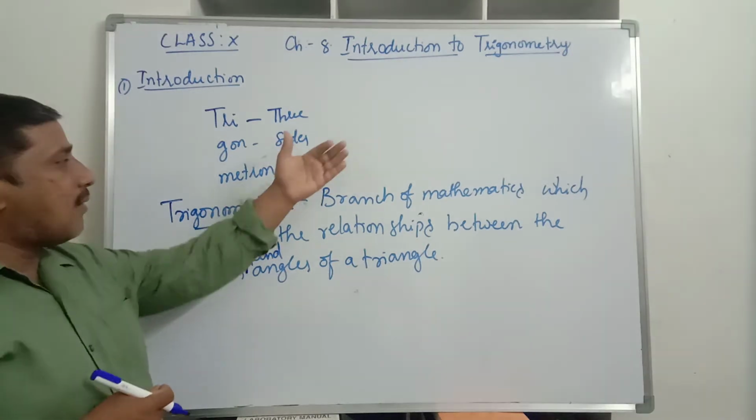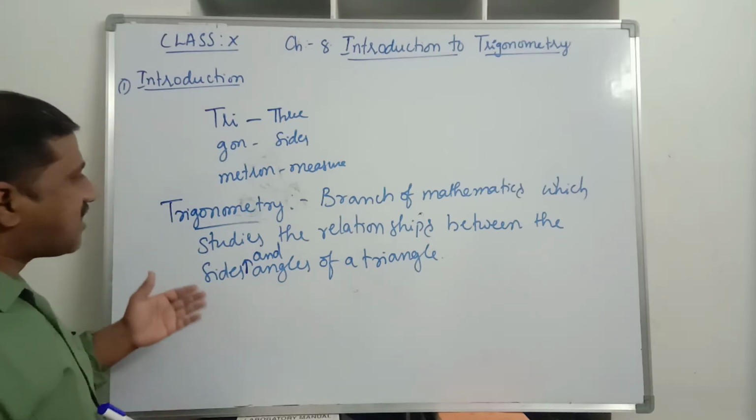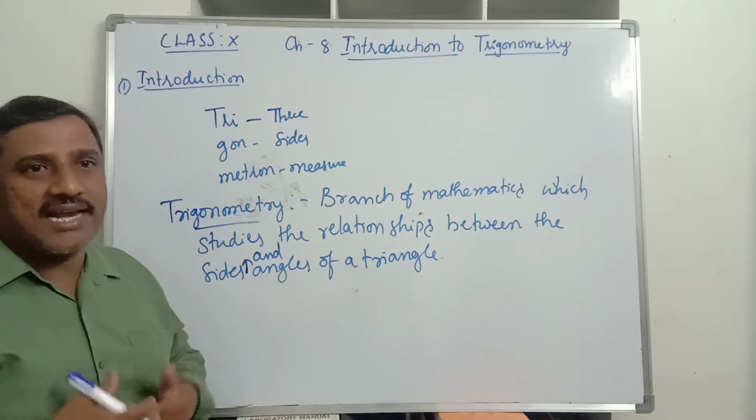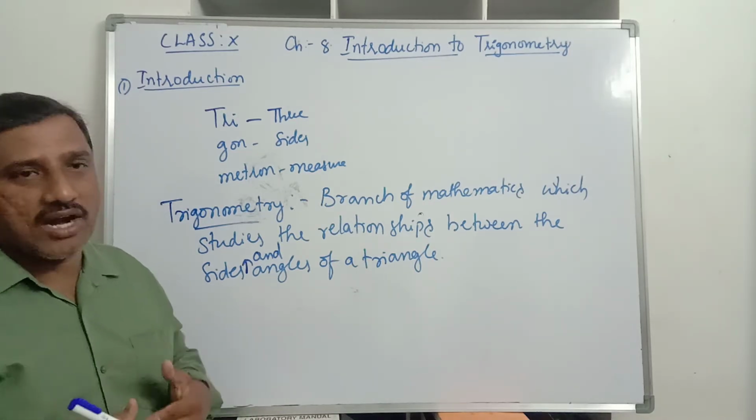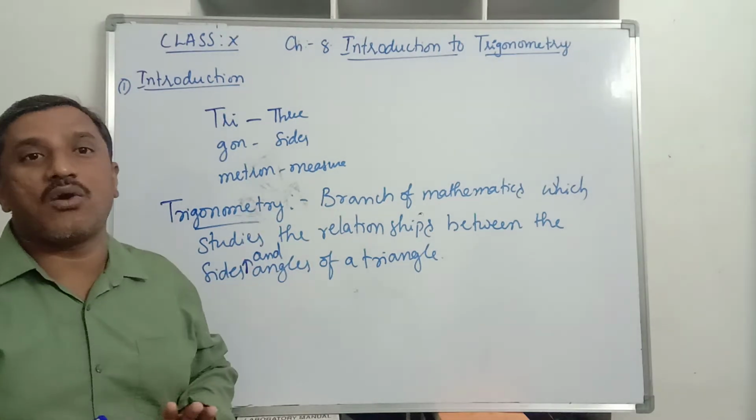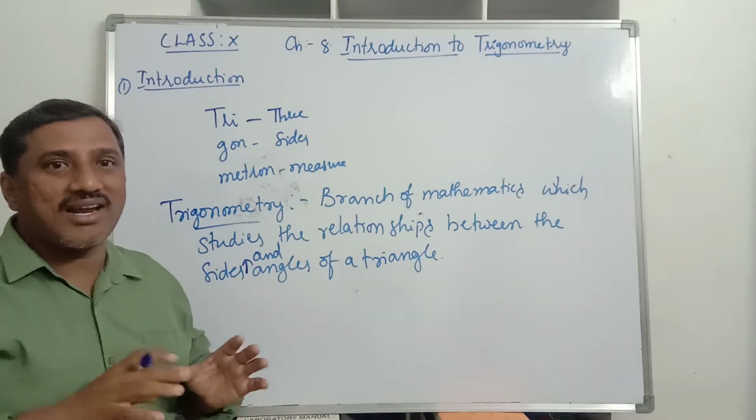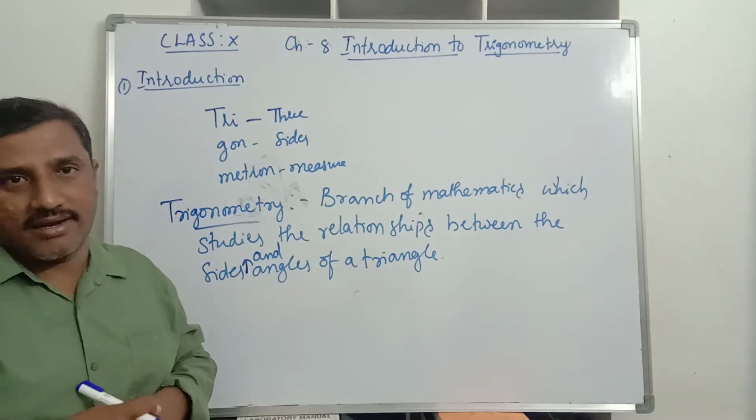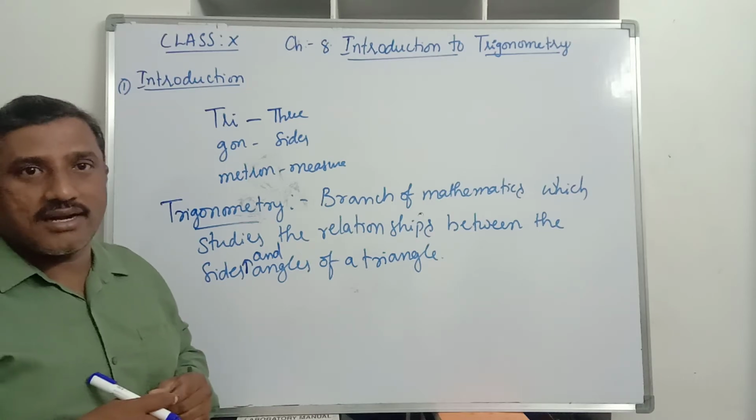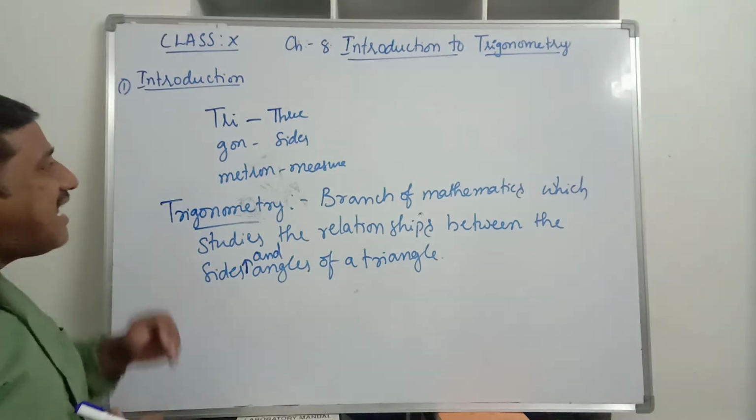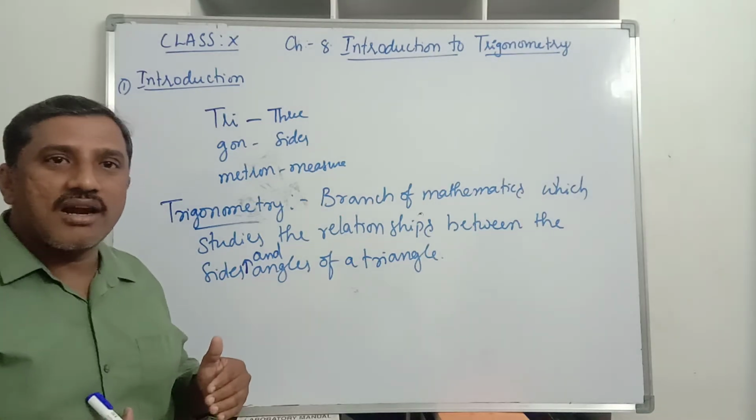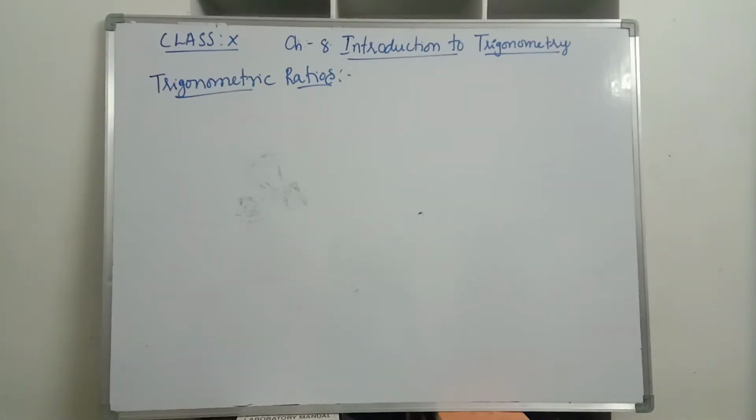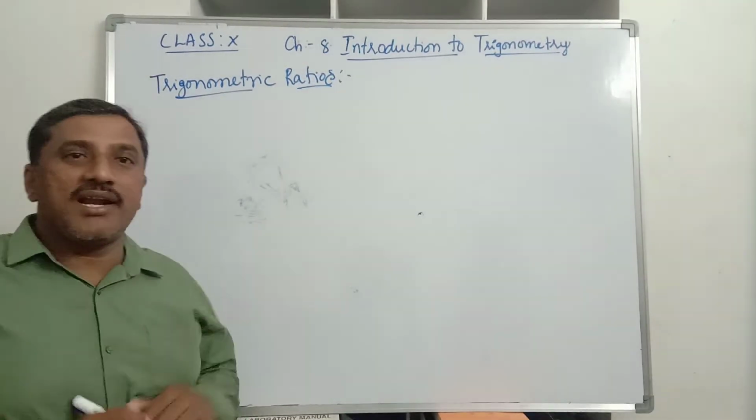So trigonometry is a branch of mathematics which studies the relationships between the sides and angles of a triangle. We will study in class 10 about the right angle triangle, and those relationships are known as trigonometric ratios. What are trigonometric ratios? The relationships between sides and angles of a triangle are known as the trigonometric ratios. We will discuss them in detail.